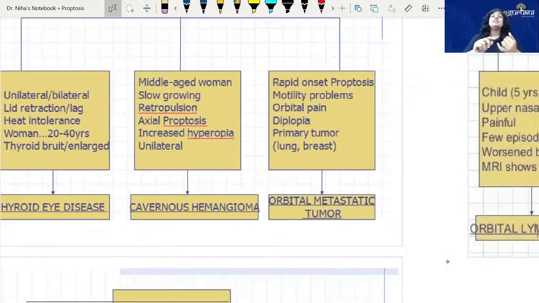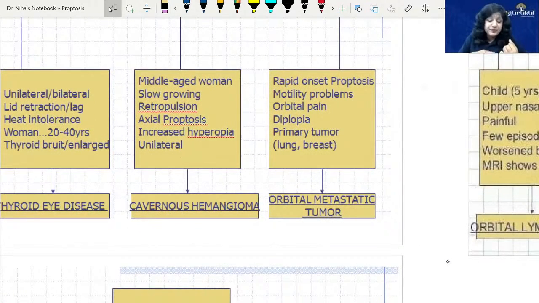The other one is we have got a middle-aged woman, slow growing proptosis, we have got retropulsion, we have got axial proptosis. I hope there is no confusion between the axial proptosis and the abaxial. Abaxial means it could be downward, it could be lateral, in any other direction. Then we have got increased hyperopia along with the unilateral involvement. Now this is a typical case of cavernous hemangiomas.